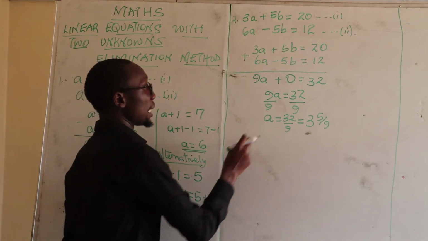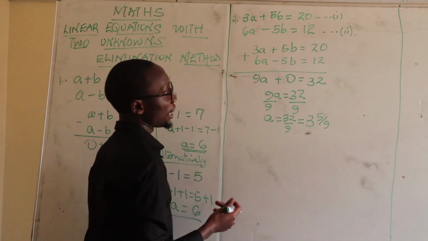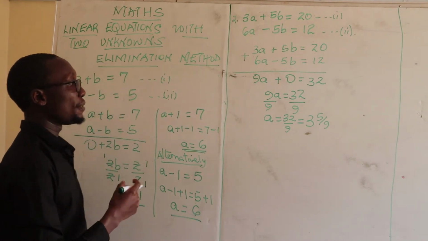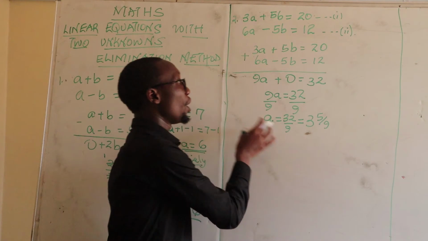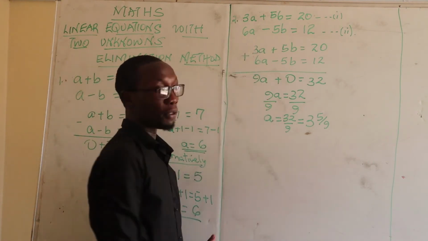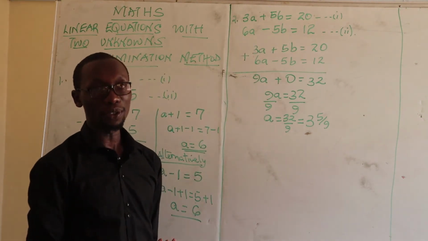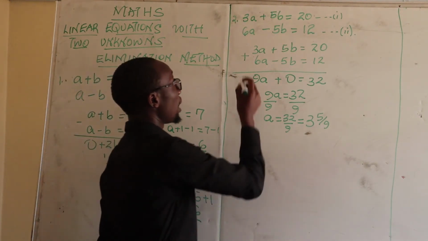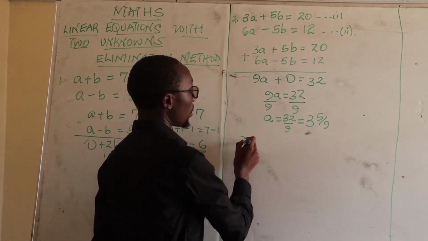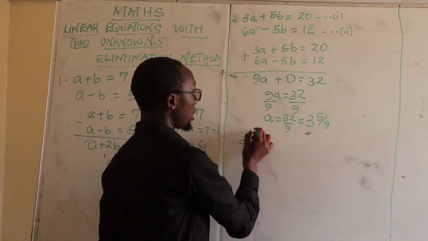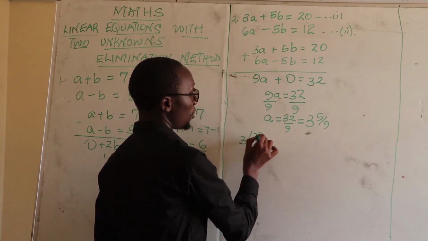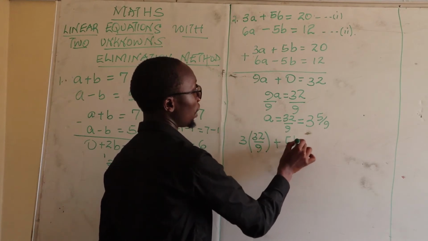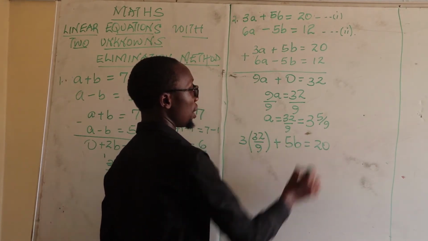So once we get a now, we can go back so that we can get b. As I said in the first example, after getting the value of one of the unknowns, you go back to one of your linear equations. Amongst the pair, choose one of the equations. And so we can take the first equation. So 3a, instead of a, we substitute with the value of a, which is 32 over 9, and then you add it to 5b, and now this one is going to be equals to 20.